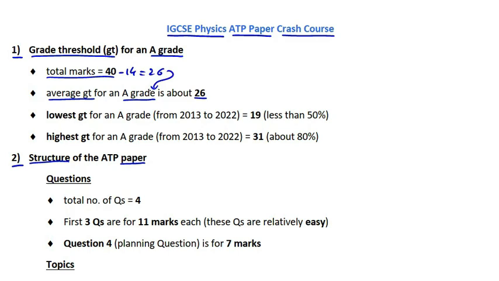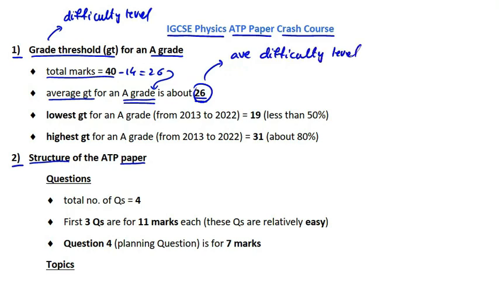But students, you must also note that you cannot always get an A grade in this paper by scoring about 26 marks in it, because the grade threshold for any grade actually depends on the difficulty level of the paper. So 26 is actually the grade threshold for an A grade in an ATP paper of every difficulty level. However, for a relatively easy paper, the grade threshold for an A grade is usually higher than 26, and similarly, for a relatively difficult paper, the grade threshold for an A grade is usually lower than 26.